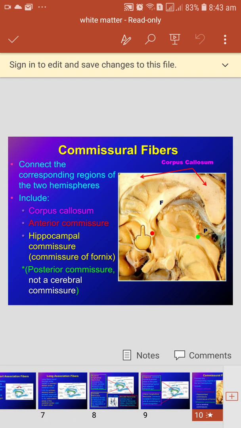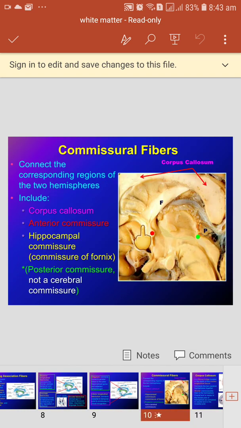Then we have the other type of white fibers, which are the commissural fibers. As I told you, the association fibers connect the same cerebral hemisphere areas, while commissural fibers connect the corresponding regions of the two hemispheres, and they include the corpus callosum, anterior commissure, posterior commissure and the hippocampal commissure, which is the commissure of the fornix.